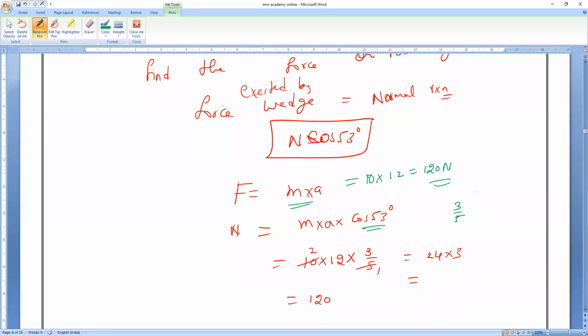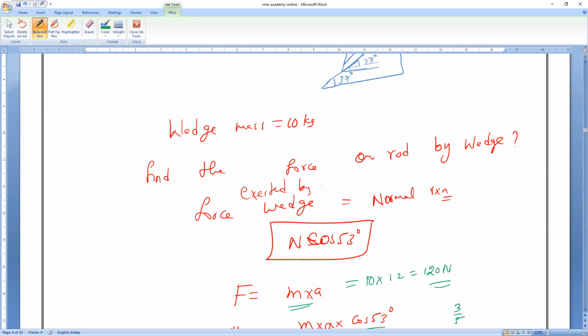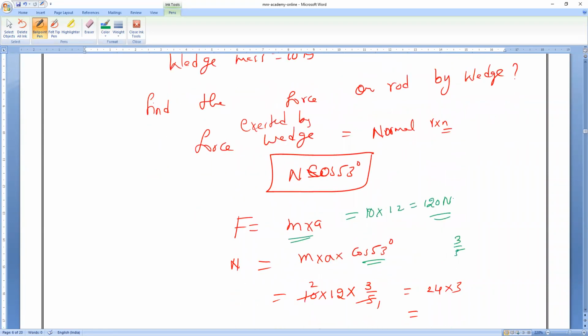Sorry, wait, correct. I made the mistake here only. Here we are taking the force exerted on the wedge as equal to the normal reaction. So what is the force exerted here? The force exerted is equal to 120 newtons, which is equal to the normal reaction. So the normal reaction is how much? N cos 53, which is equal to M into A. So then what will happen? Answer fast, everybody. 120 newton. Yes, we have one turn. You can strike this.